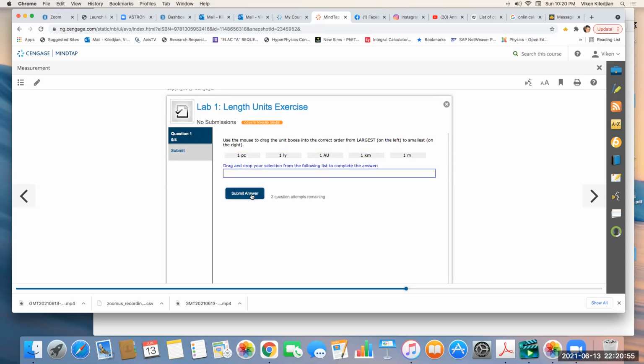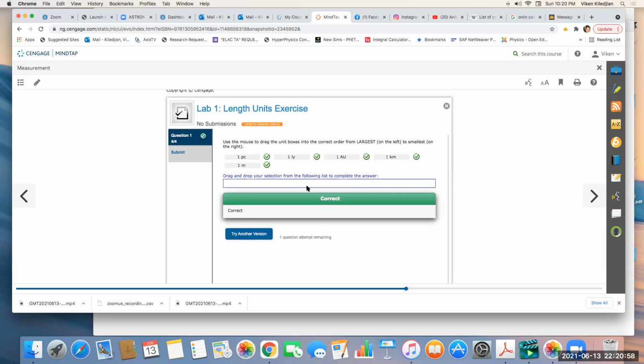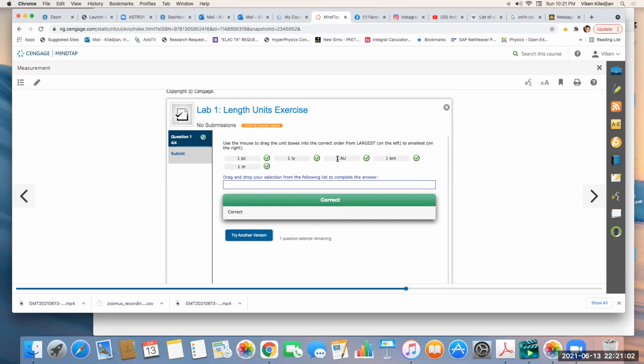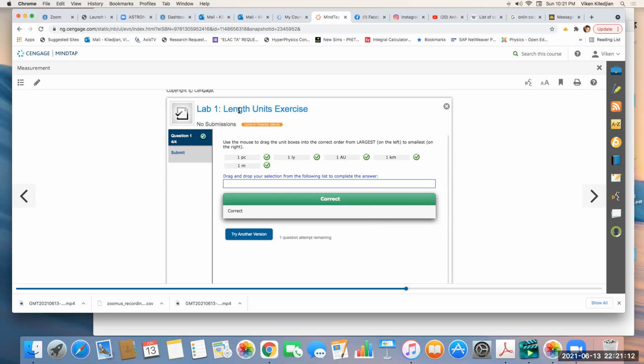Once you click submit answer, you can take a snapshot of that. That's your snapshot right there, showing the answer in the order that you have and showing that you got all correct. That will be your first snapshot. Then you can call that Lab 1 length unit exercise, and then keep proceeding. Like I said, you can write that by hand or type it, a length unit exercise, and then submit this picture under that heading.